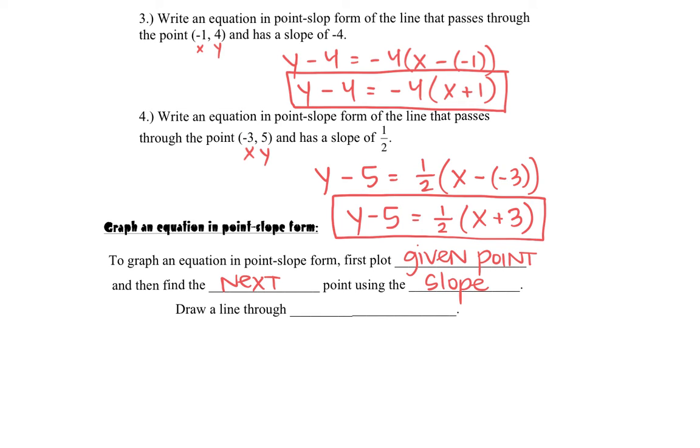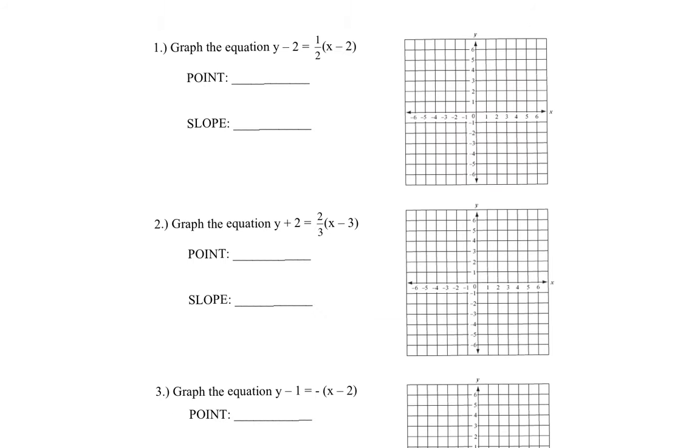Now it's just that it's not necessarily going to be the y-intercept, it's just going to be a point on the graph, but we're still going to use the slope to plot the other points and then draw a line through the points. All right, let's give it a try.